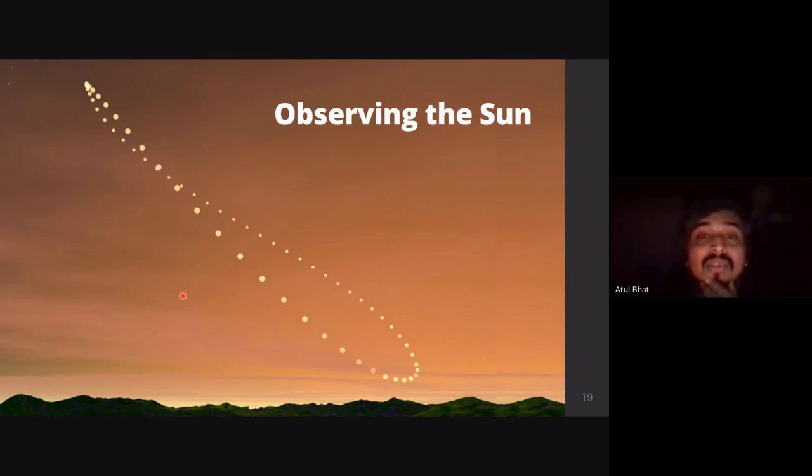And this happens because we are on an elliptical orbit. So we are going close to the sun and away from the sun. And because of our elliptical orbit, there is a part of the orbit which is closer to the sun compared to the opposite part, which is farther away from the sun. So when we go away and come closer, you'll realize the size of the sun also changes.